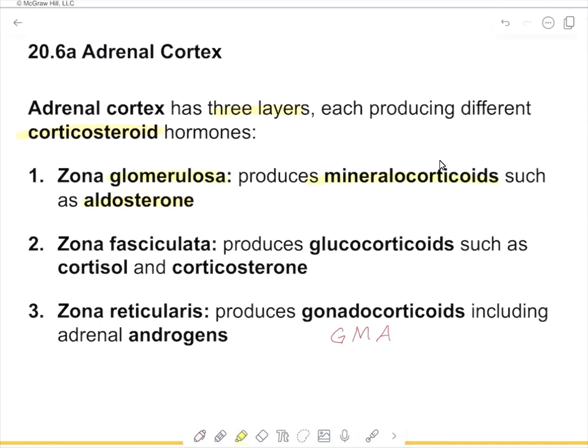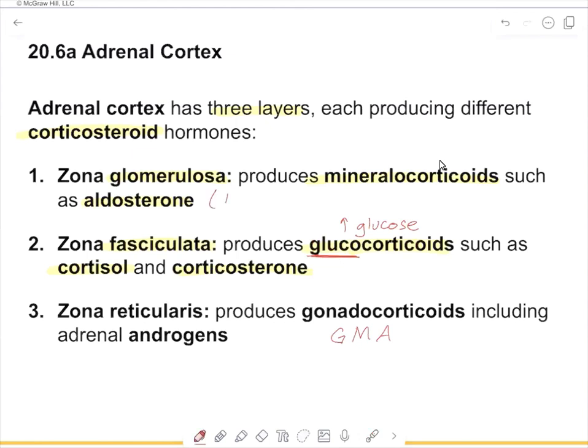The next layer, the middle layer of the adrenal cortex, is called the zona fasciculata, and it produces a group of hormones called the glucocorticoids. And those would be things like cortisol or corticosteroid. As far as what they do, if you just look at the first part of the word, it kind of tells you. It looks like the word glucose, which is blood sugar. So these hormones are collectively going to increase the blood sugar.